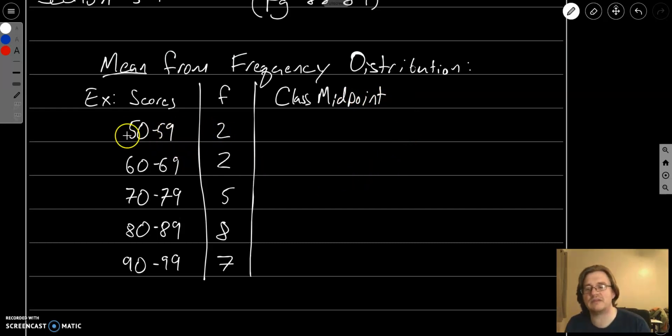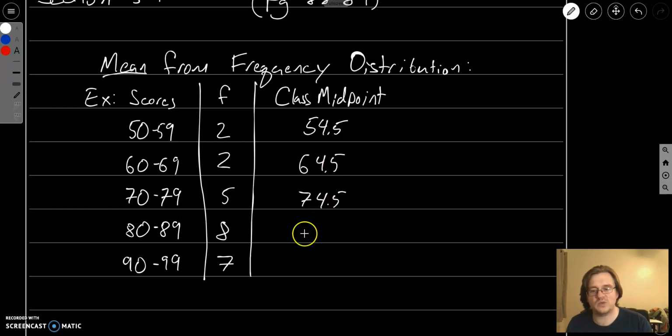But if we know that we have two tests between 50 and 59, those two tests could be on either side of 54.5, which is exactly halfway between 50 and 59. So we'll just record these really quick. And this is how we will approximate the exams from inside of each one of these classes.